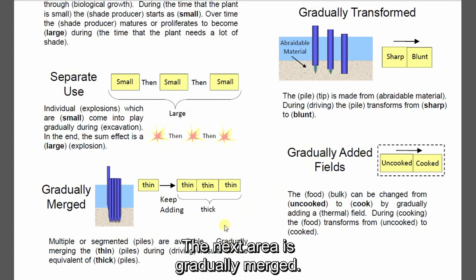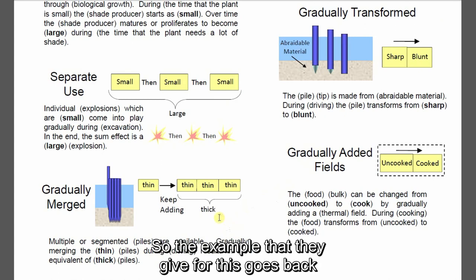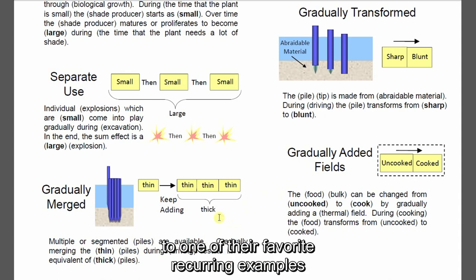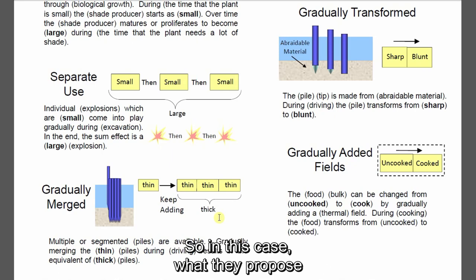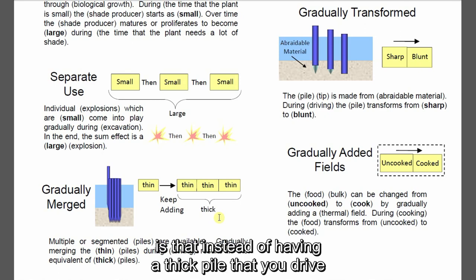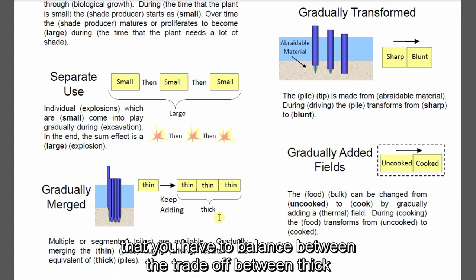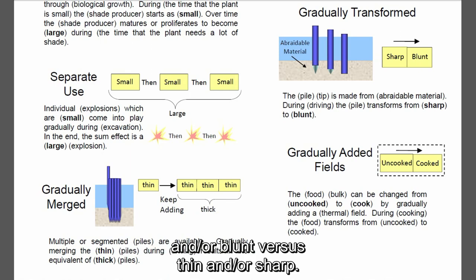The next area is gradually merged. So the example that they give for this goes back to one of their favorite recurring examples, the pile driving situation. So in this case, what they propose is that instead of having a thick pile that you drive, that you have to balance between having it be the trade-off between thick and/or blunt versus thin and/or sharp.